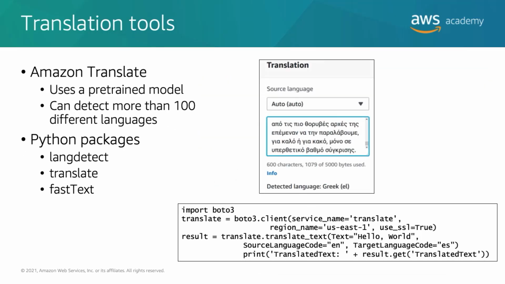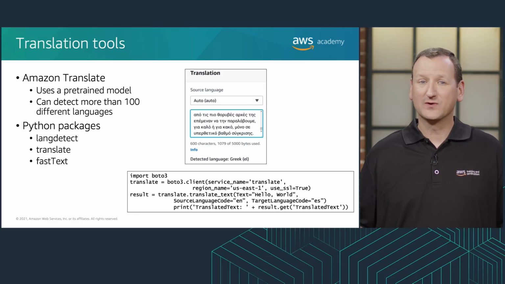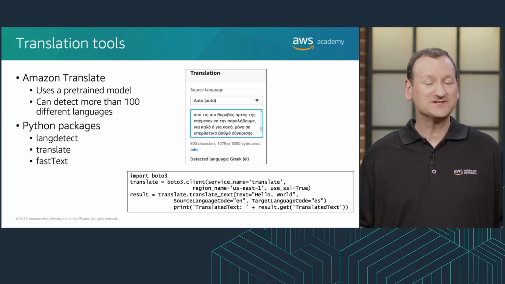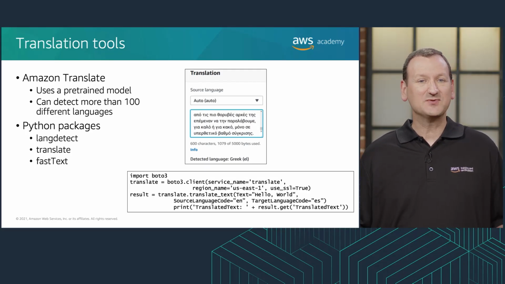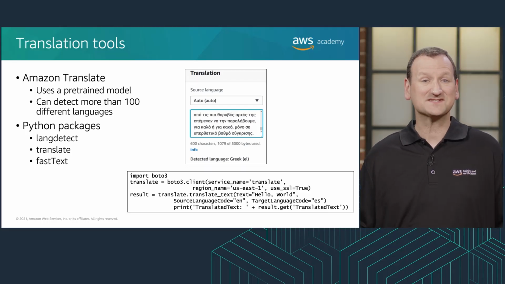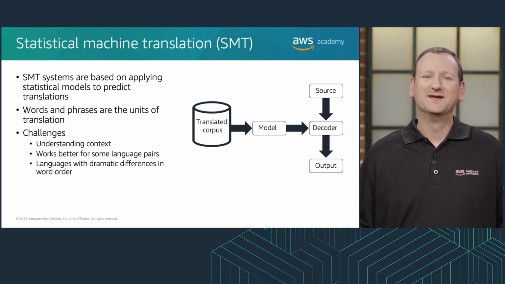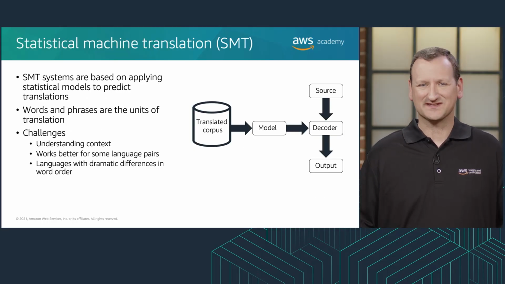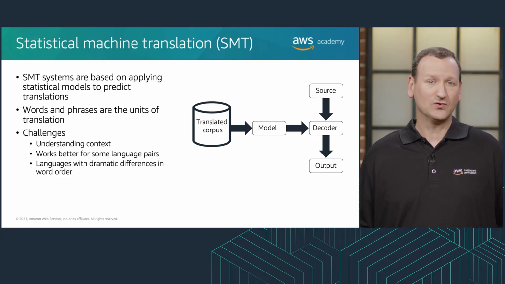Amazon Translate is a neural machine translation, or NMT, system. The system uses a pre-trained model and can detect 100 different languages. The slide shows an example of language detection in the Amazon Translate console. You can also generate translations by using the AWS Command Line Interface, or AWS CLI, or the Application Programming Interface, or API. There are two approaches to machine translations: statistical machine translation, or SMT, and neural machine translation, or NMT.